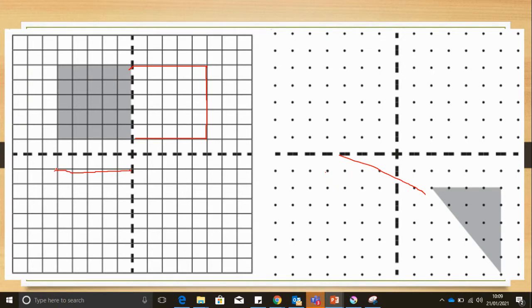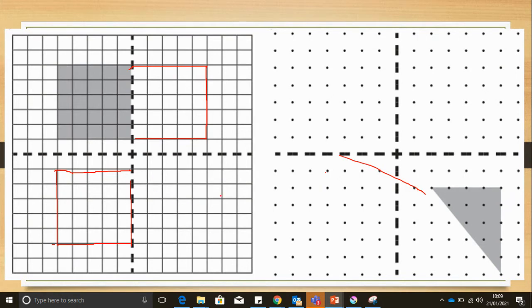A bit wonky, sorry about that. And then 5 down, and then 5 across. And obviously you will need to do this middle bit. There we go, that'll do.